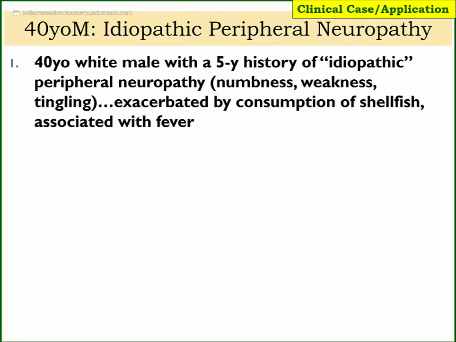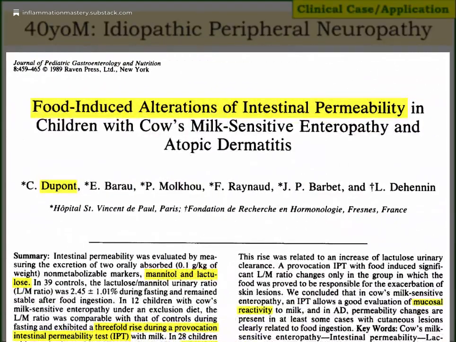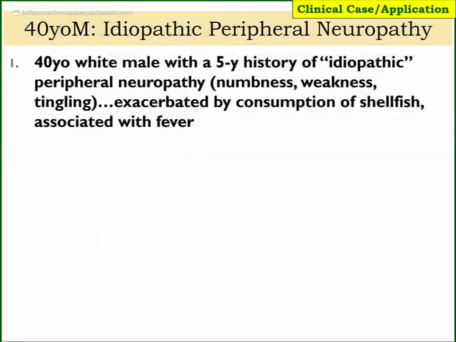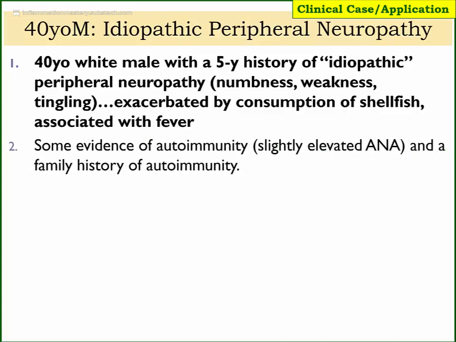My presumption was that this patient had a true food allergy to shellfish, and that when he consumed shellfish, he acquired an allergy-driven leaky gut, and that leaky gut promoted the absorption of microbial molecules from his gut, and he was having an immune cross-reactive response to those microbial molecules, and that's what was causing his idiopathic peripheral neuropathy. This patient had some slight evidence of autoimmunity. I believe he had a slightly elevated anti-nuclear antibody, maybe a ratio of 1 to 80, something very low. And I believe his brother also had some type of inflammatory disorder as well.